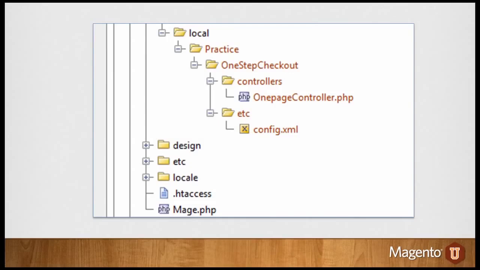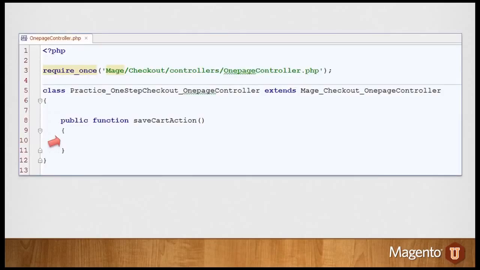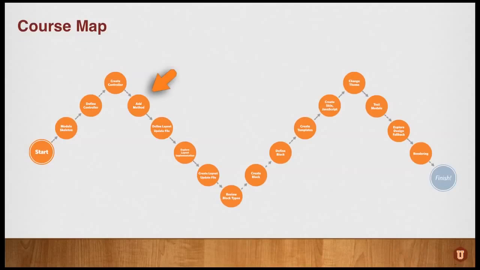We've done almost all the work on the controller in this video. We created a skeleton of the one-step checkout controller. To finish this task, we need to find out which methods of the parent's controller we need in the SaveCart action method. Let's do this in the next video.